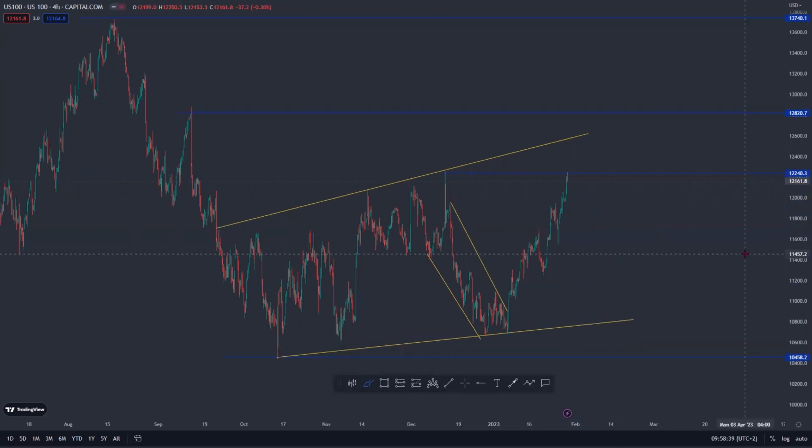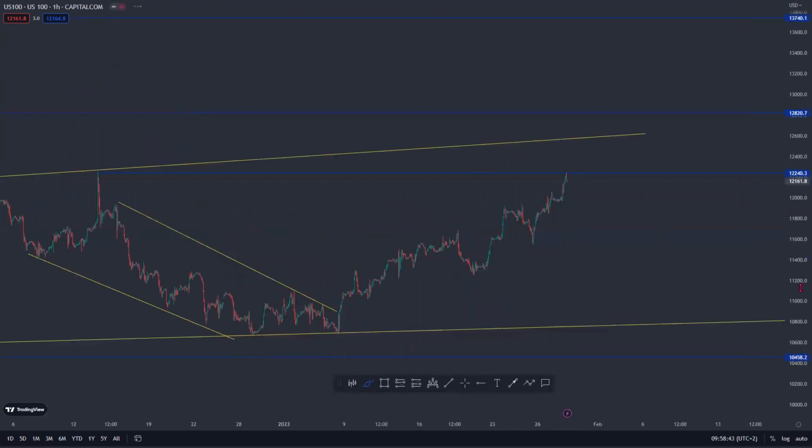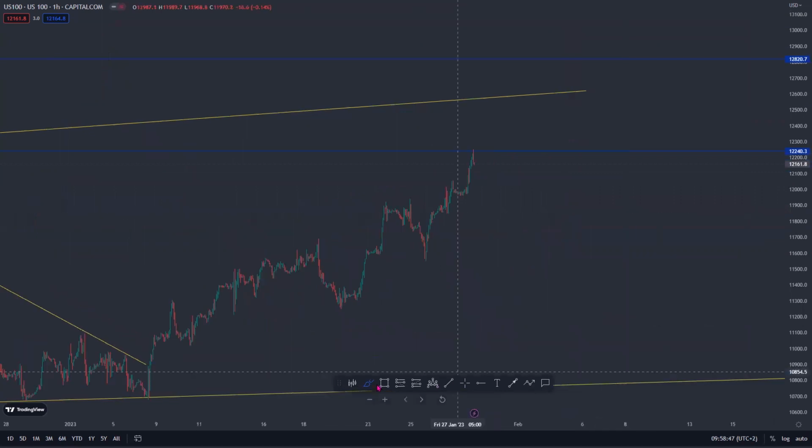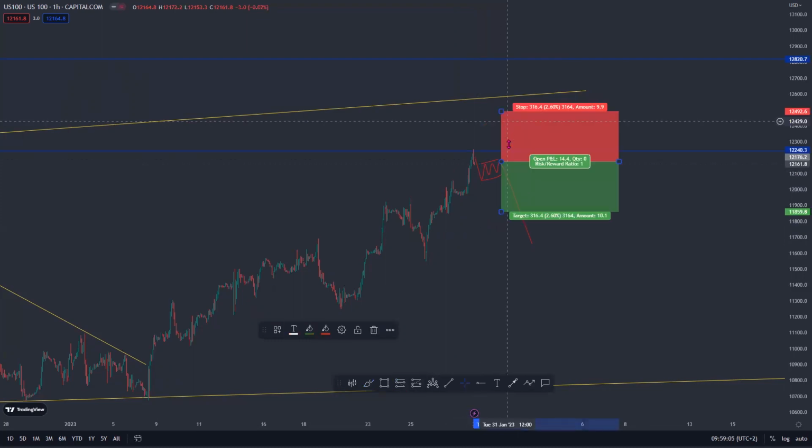Let me go to 1 hour. So on 1 hour, what do you have to do? At least we have to wait for the market to push to the downside, give us a correction. So the minute we start seeing the correction, that's when we will start looking for sell opportunities around here and go to the downside.